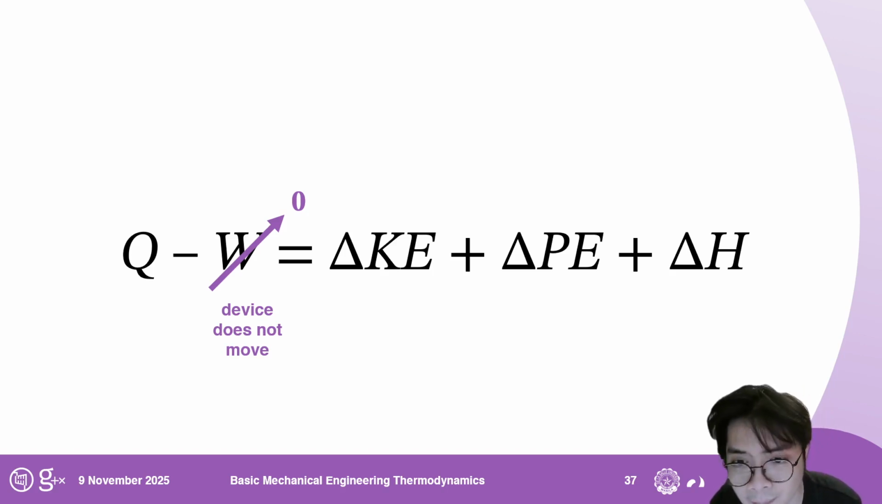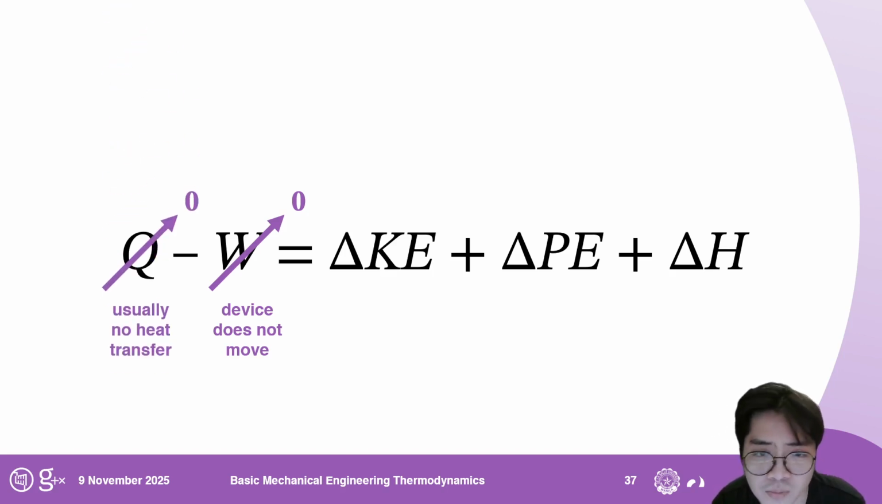And usually a pipe, well, you can do anything you want with a pipe, but usually a pipe is not used as a heater or a cooler, right? You're not supposed to set fire to a pipe to heat the fluid inside, right? Or, well, I don't know. I don't control what the manufacturers do, but usually there's no heat transfer as well. That leaves us with this thing, right? Delta KE plus delta PE plus delta H.